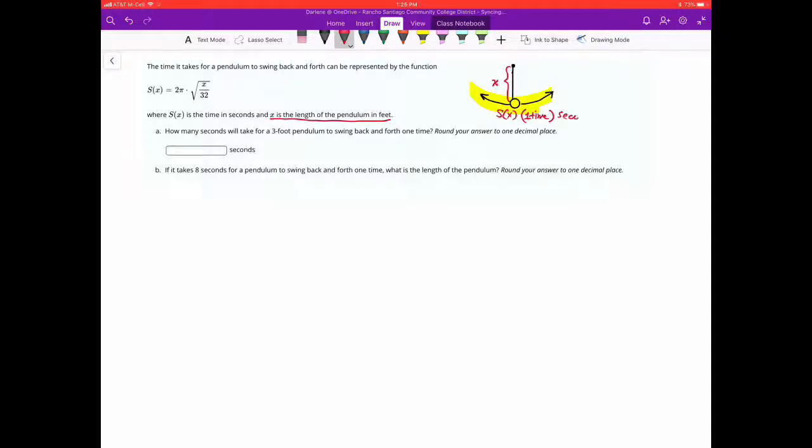Meaning that if I plug in or substitute in any length for a pendulum, I should be able to obtain how long it would take for the pendulum to swing one time. Well, this is exactly the case in Part A. Part A says how many seconds will a 3-foot pendulum swing back and forth one time, and round your answer to 1 decimal place. So a 3-foot pendulum means they would give the length of the pendulum x, and we would be looking for s of x, how long.